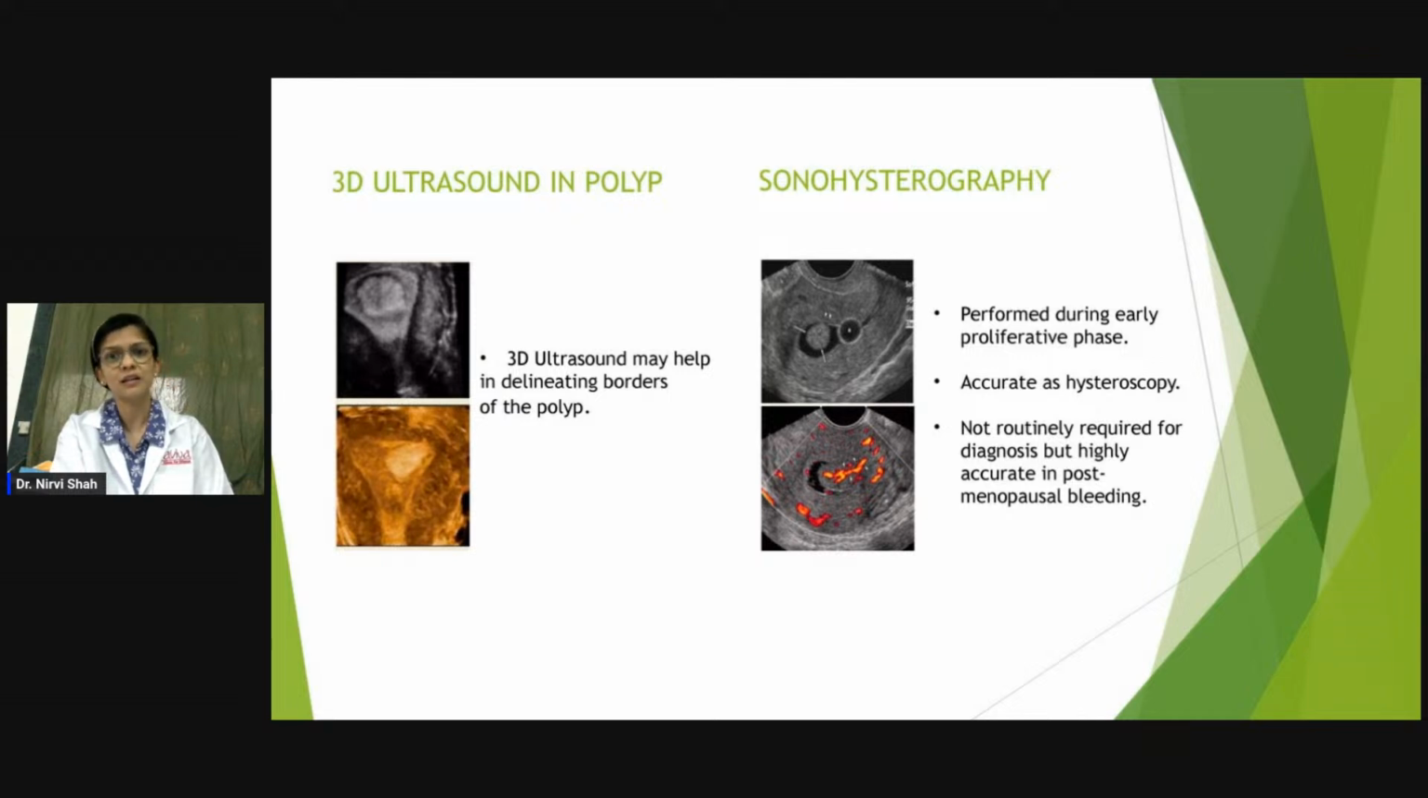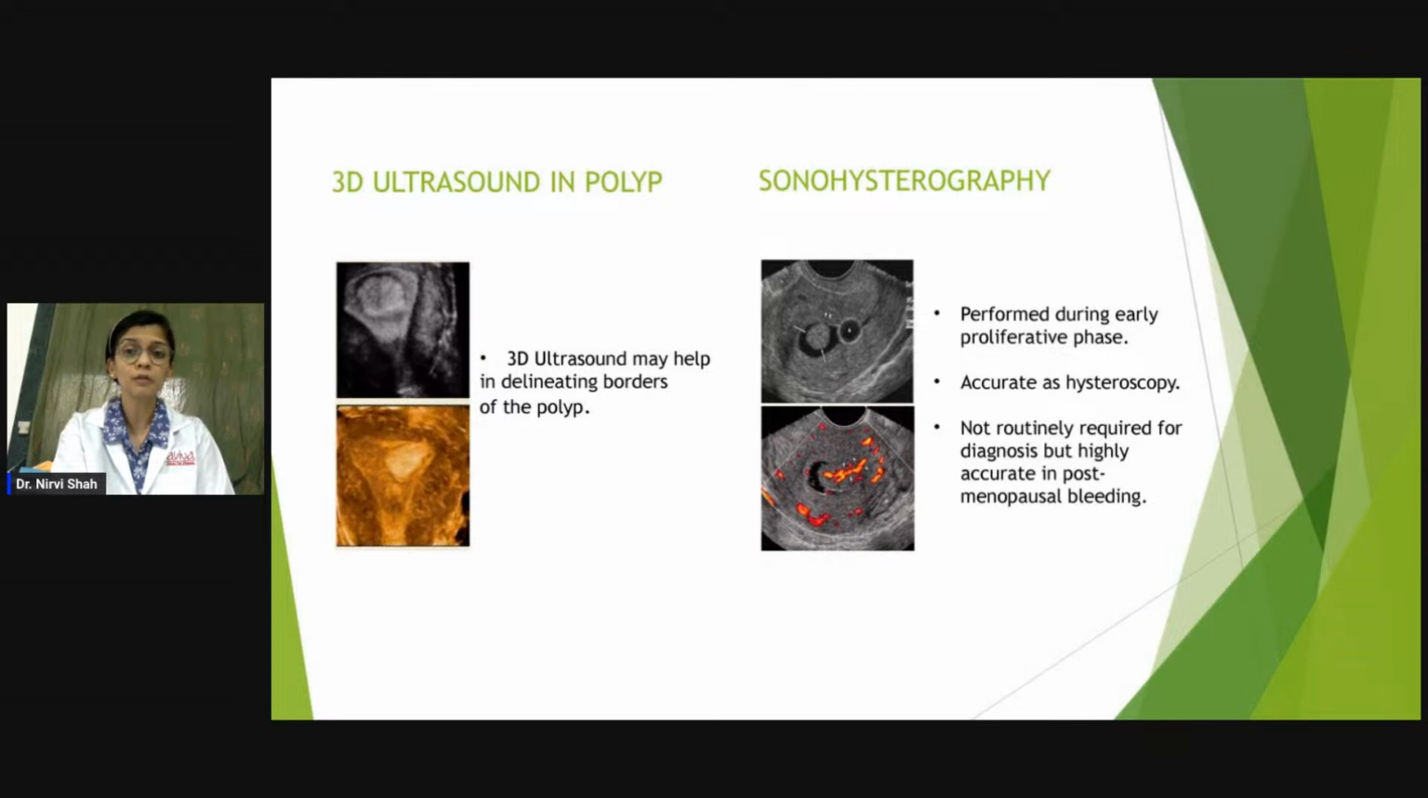Sonohysterography, like I said, is useful to differentiate from a submucosal fibroid. Okay, sonohysterography is also usually done during the proliferative phase. It is as accurate as hysteroscopy in diagnosing a polyp. However, it is not routinely mandatory to do sonohysterography for every patient just to diagnose it.